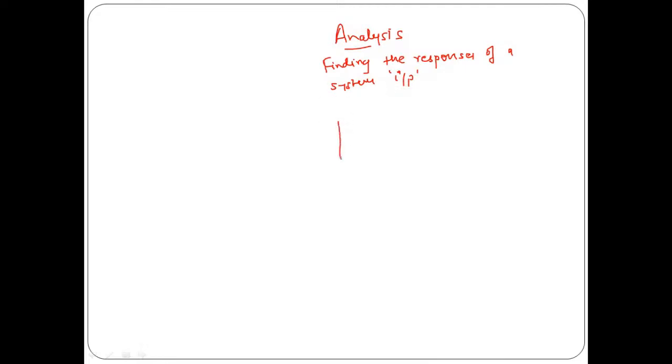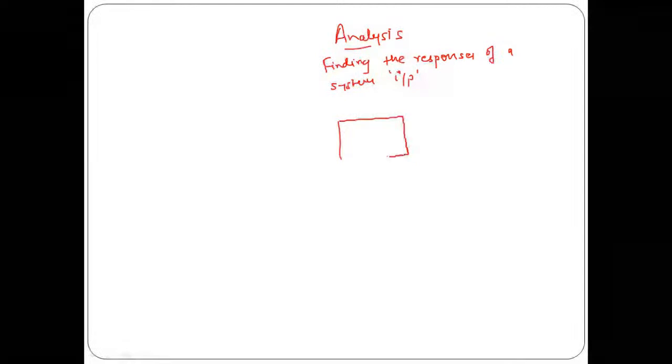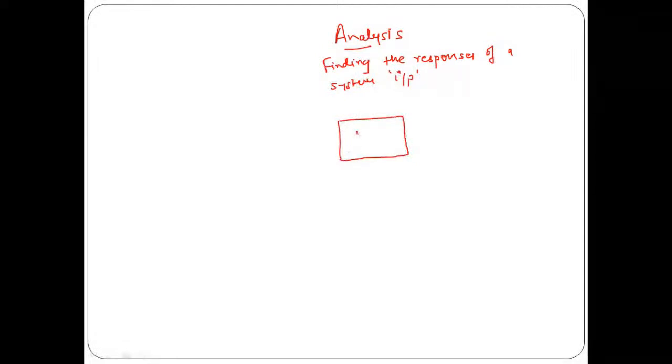That means, suppose you have a system having some transfer function like this, and you apply some input to the system in the form of excitation, maybe say r of t, and you are trying to find out what will be the output of this particular system, that is nothing but c of t. That process is called analysis.